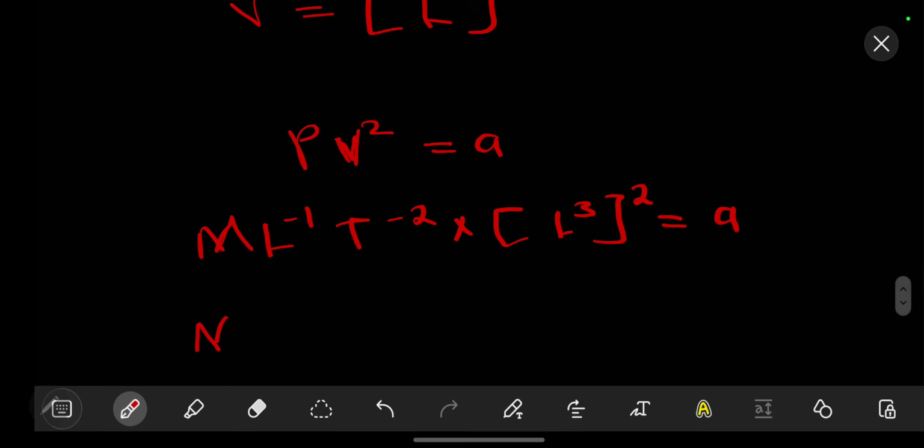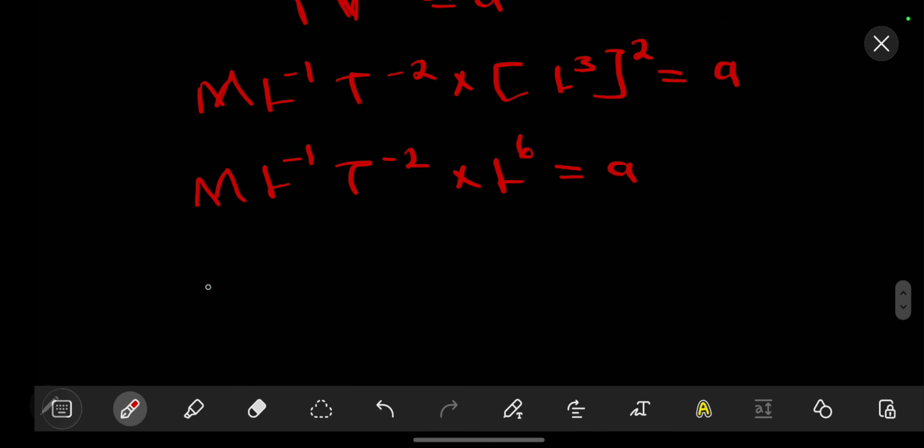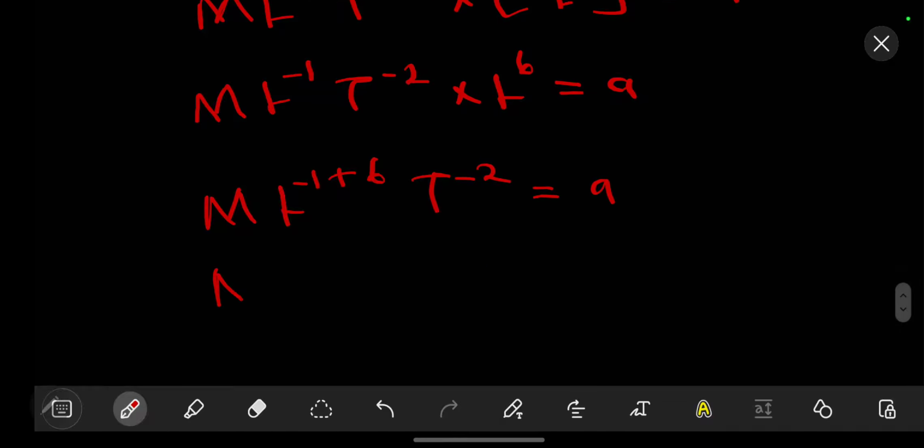So we have our L to the power -1, T raised to the power -2. Then 3 times 2 will give us L to the power 6, which should be equal to A. So we are now going to multiply. So our M, then we have our L raised to the power -1. You take one L and add the powers if you are multiplying. So T raised to the power -2 should be equal to A. So we have our M, L raised to the power +5, then T raised to the power -2. So this should be equal to our A. So these are our dimensions.